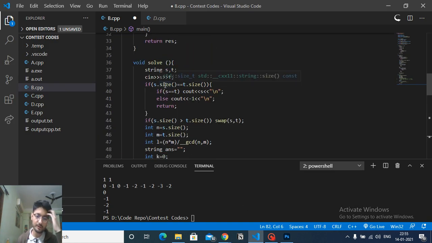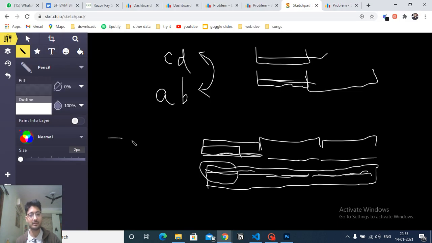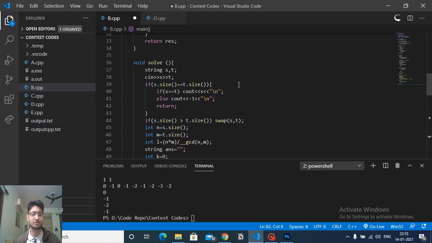So this is the code part. If both of the strings are of the same length, there are two chances. If both of the strings are the same, then obviously you cannot just replicate the other string to make it the same. So if both of them are the same, then the answer is obviously one of them.